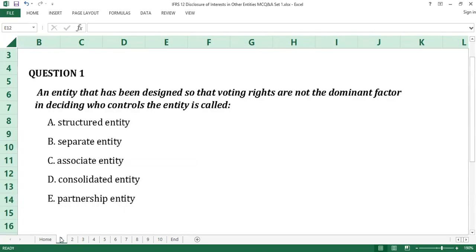Question number 1. An entity that has been designed so that voting rights are not the dominant factor in deciding who controls the entity is called dash. A, structured entity. B, separate entity. C, associate entity. D, consolidated entity. E, partnership entity. Time counts.